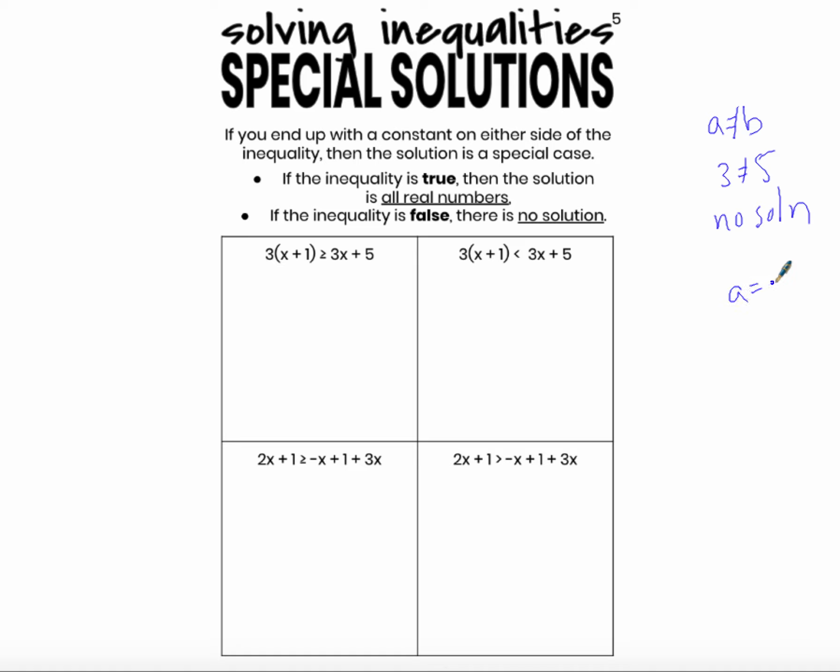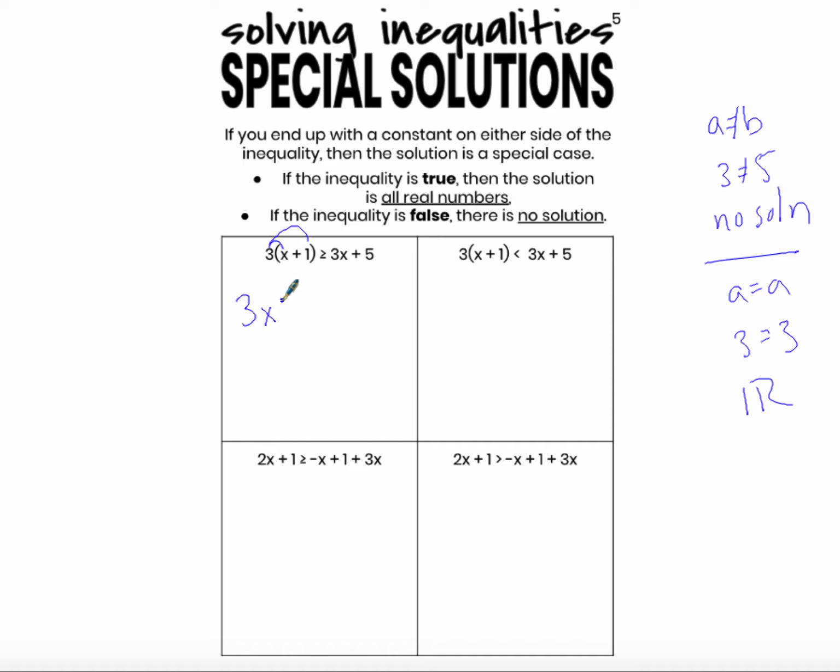If we found that a constant equals a constant, but those were in fact the same constant and they were equal, that was the all real number case. Now, when we're working with inequalities, it's not quite so straightforward. Let's look at this first case.